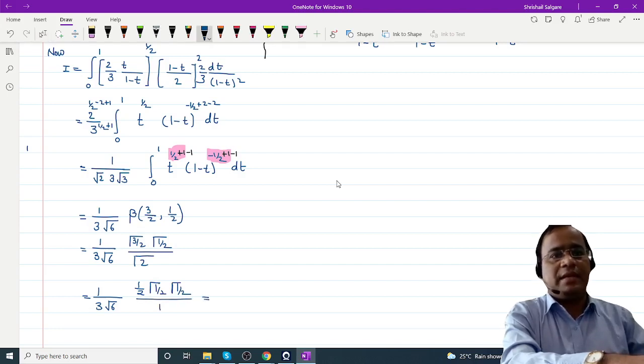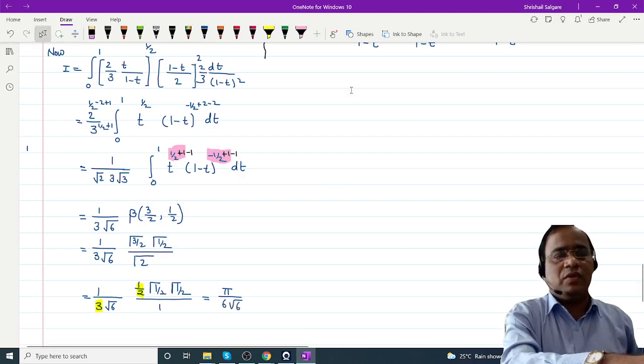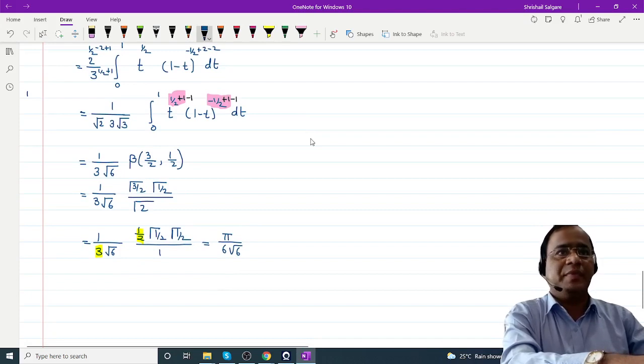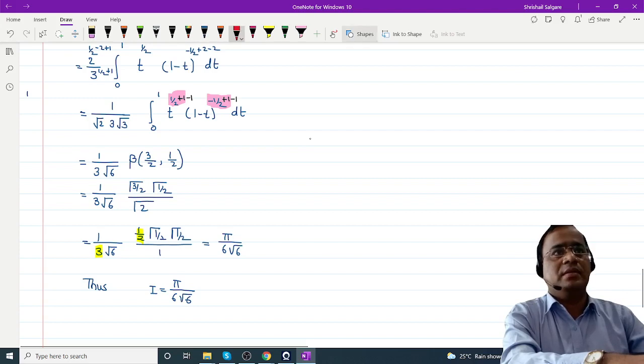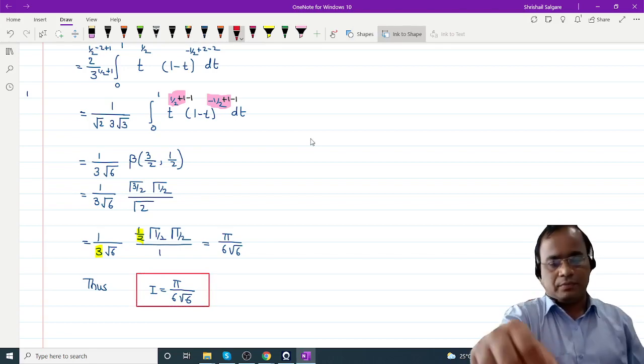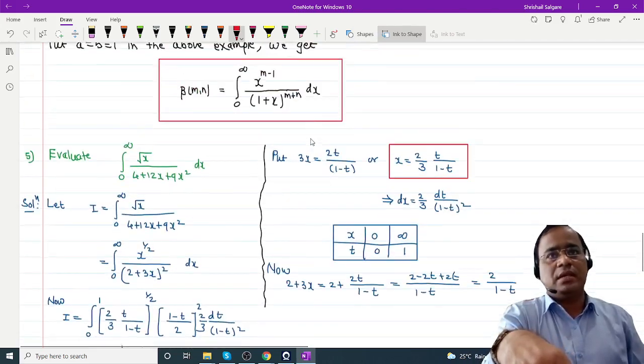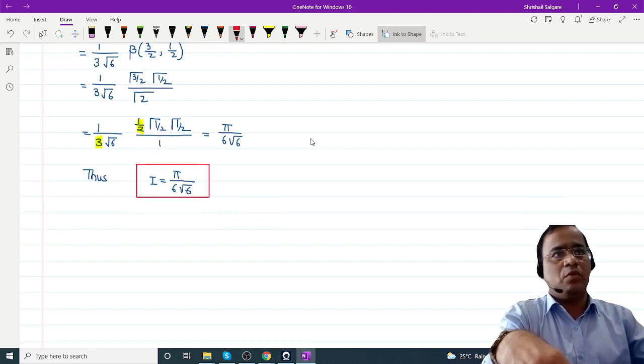Further, it can be written as pi upon, these two terms together, 1 upon 2 and 1 upon 3, it comes as 6. Root 6. Verify, someone. You are also getting the same? Yes, sir. Okay, fine then. Thus, the evaluation of the integral I is equal to pi upon 6 root 6. So one similar example I will give for the homework. Okay. Next number you may continue, 6th. This you complete as homework.